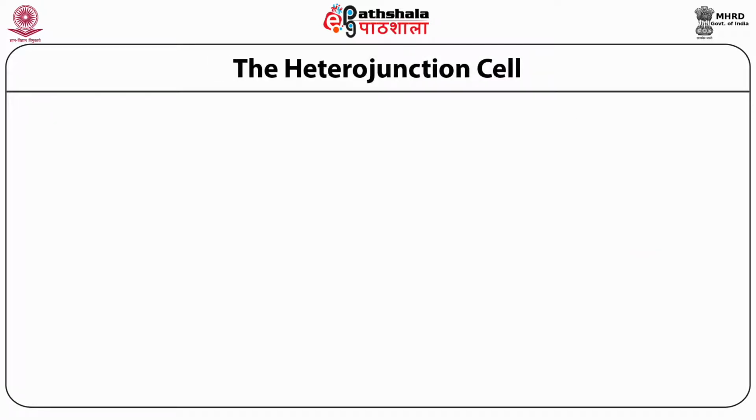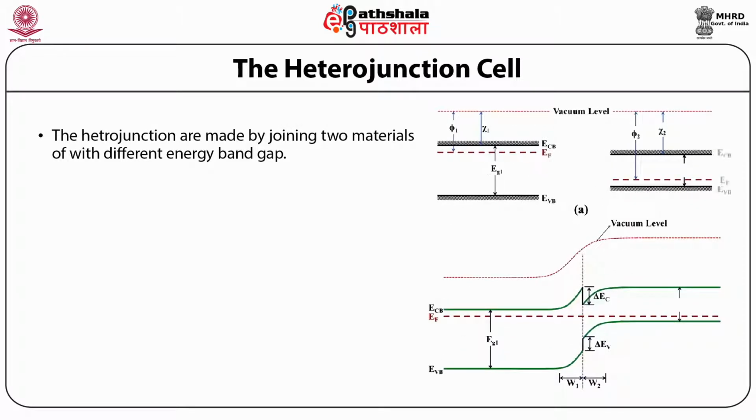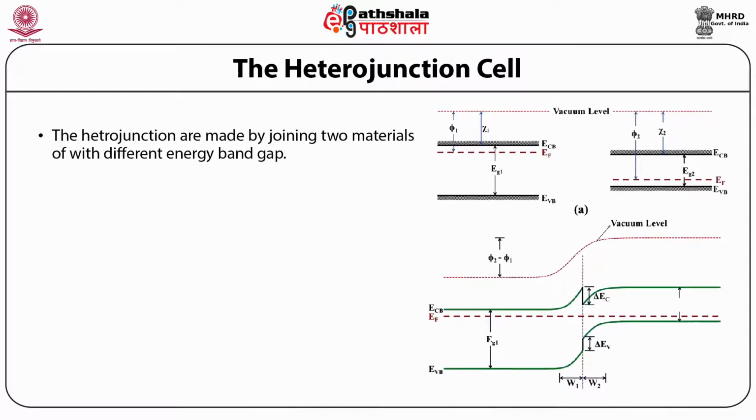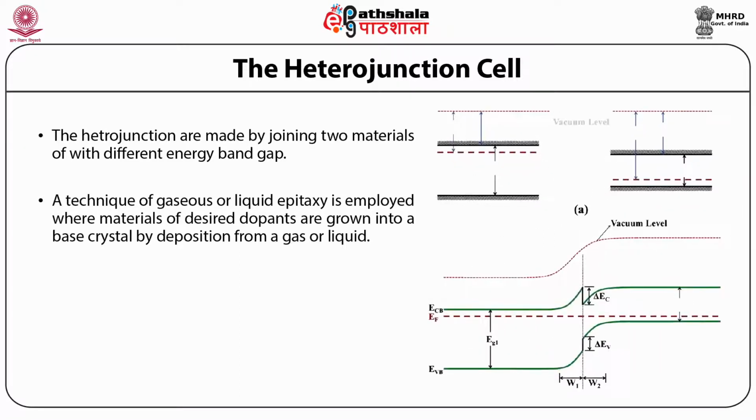The heterojunction cell. Heterojunction cells are made by joining two materials of different energy band gap. A simple energy band diagram of a heterojunction is shown in the figure, where the two materials are joined together to give the final energy band diagram, which is shown below. In this material, a technique of gaseous or liquid epitaxy is employed, where the materials of desired dopants are grown into a base crystal by deposition from a gas or a liquid.